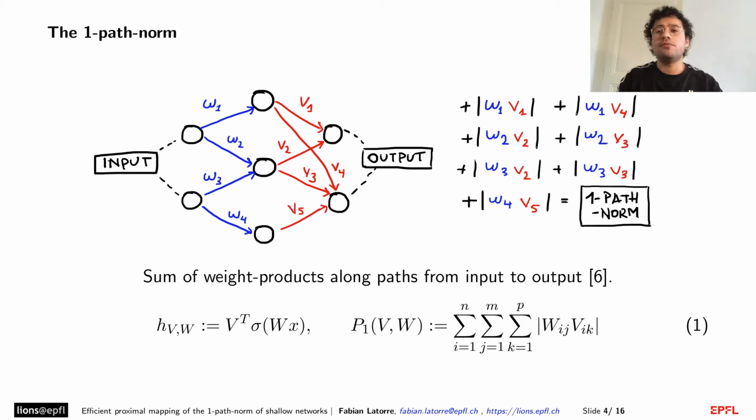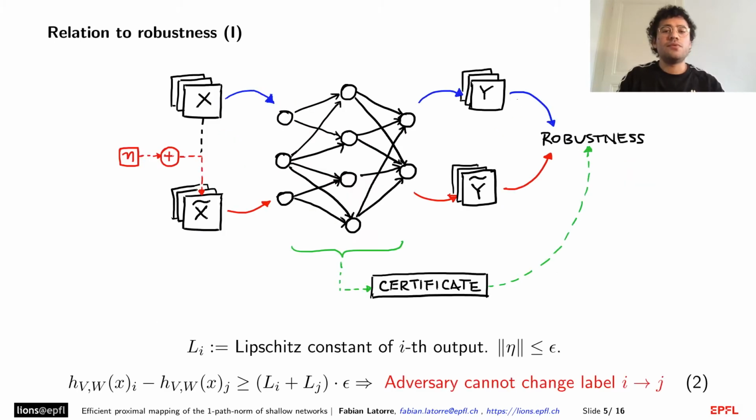Now, let's discuss the relation of the one-path norm to the robustness of the network to infinity-norm adversarial perturbations. In this context, we want to obtain a certificate that a bounded perturbation of the input cannot change the output of the network. One well-known such certificate is the Lipschitz constant of the network, and we know that lower values of such a constant imply that the perturbation needed to change the label is much larger.